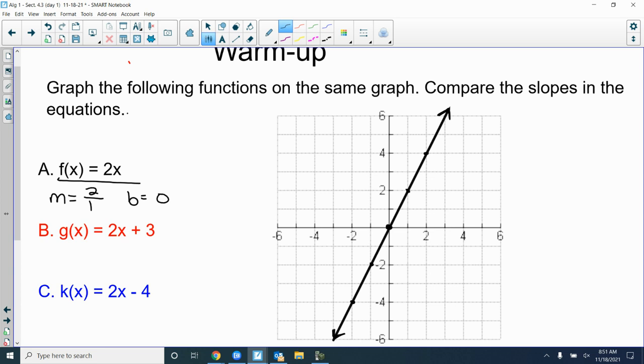It still has the same slope. All right, so see what you get there after you connect those. So for that g of x, m equals 2, or 2 over 1, and my b is 0, 3.